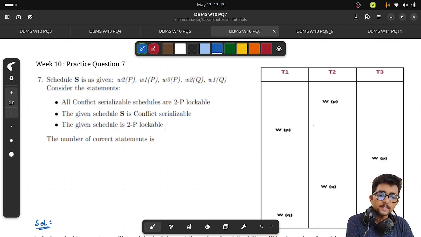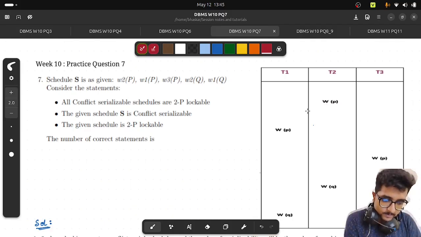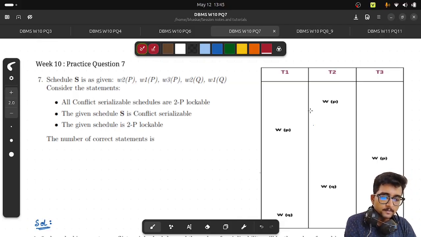So let us start from conflict serializability. That is something we have discussed earlier also, so it would be easier for us to do that. So let's start with conflict serializability at first. Let us try to see the conflicting instructions that we have, and then we will draw the precedence graph. Once we have drawn the precedence graph, we will be able to find out the serial order. So let us see the conflicts.